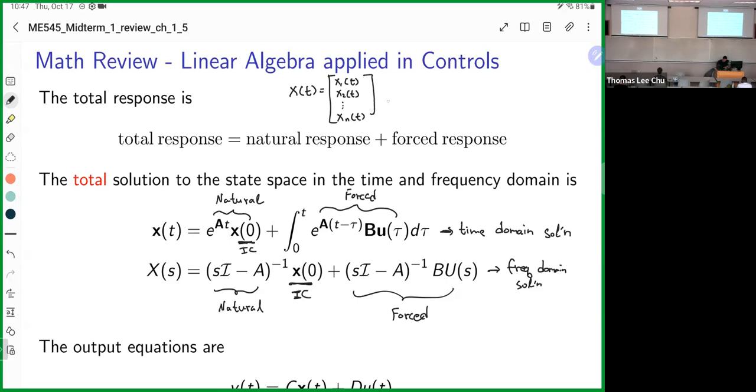Okay. And then you have your state transition matrix multiplied by your initial conditions plus the integral of, I guess, a modified state transition matrix. I'm not going to write the whole term because I'm running out of space.